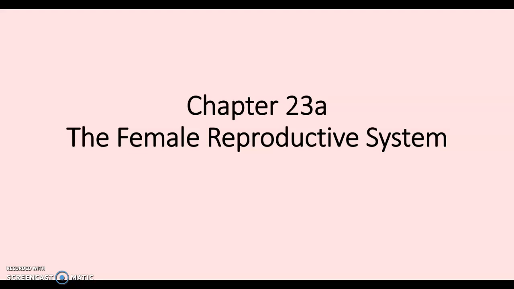We're going to be covering the female reproductive system. Chapter 23 is the reproductive system in general, but I broke it into two sections so that we can cover it in a little more detail independently, female and male.